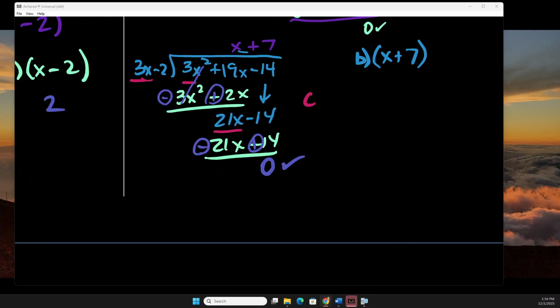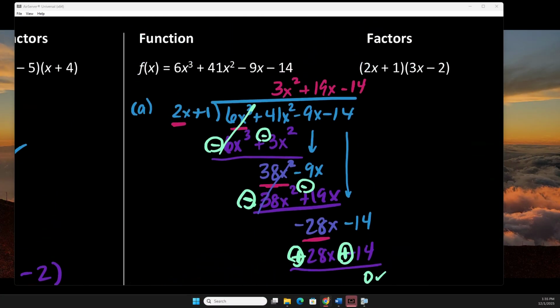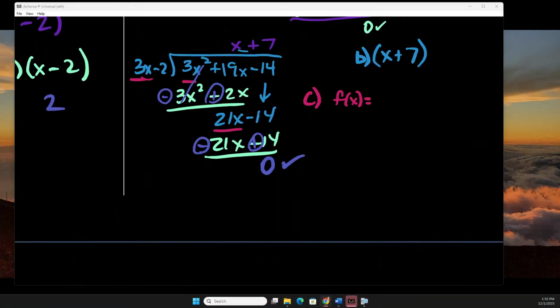And we're ready for part C, which is to write the complete factorization. I'm going to move over here. Alright, so it's going to be f of x equals, and then we have the two factors that we verified. And then that one remaining factor from part B.